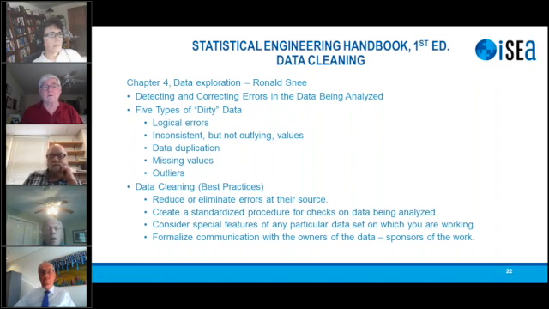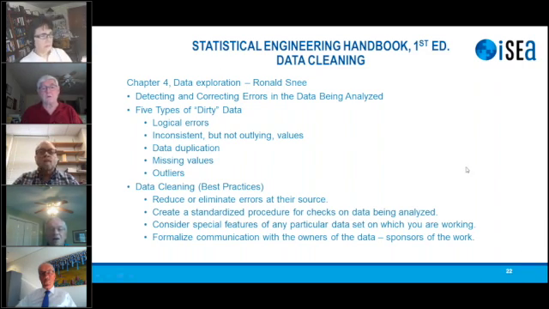In a way, the best practices, we talk about how to reduce or eliminate errors at the source. So you want to get at where these errors came in the first place, creating a standardized procedure or checks for data being analyzed. Consider the various unique features of a particular data set. When you understand those features, that gives you an idea about the data pedigree and how to check to see if you've got any problems. And of course, the last point there is the importance of communication with the owners of the data. Typically you have people who are analyzing the data and people that own the data, and whenever you're trying to clean it, you need to check with the owner on various aspects to make sure that you get all of the dirt out of the data.